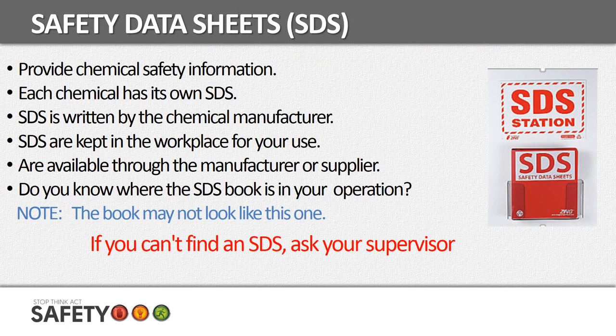Safety data sheets, or SDSs, provide specific chemical safety information. Each chemical has its own SDS. The SDS is written by the chemical manufacturer. SDSs are kept in the workplace for your use and are available from the manufacturer or supplier. Do you know where the SDS book is in your operation? If you need to review an SDS but can't find it, ask your supervisor.